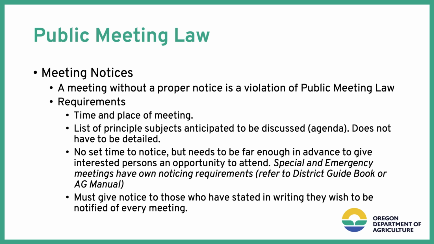So the next part about public meetings is that they have to be properly noticed. If they are not properly noticed, they're a violation of public meeting law, because then the public doesn't know you're meeting and you're kind of meeting in secret. So the requirements of a meeting notice are what time you are meeting, where it is, and what you're going to talk about. The public gets to know what you're going to talk about. It doesn't have to be detailed, but generally what you're speaking about. And you have to give enough advance notice that people can reasonably find out and get there.